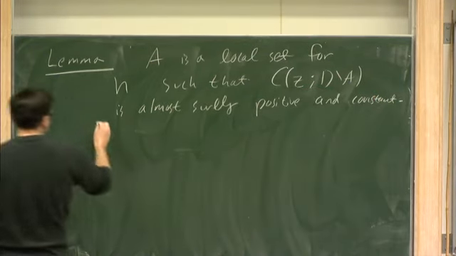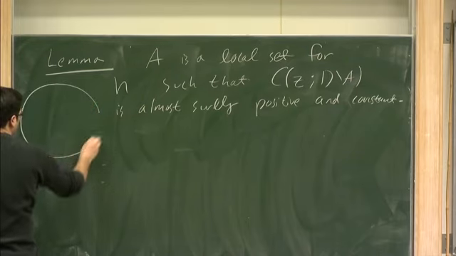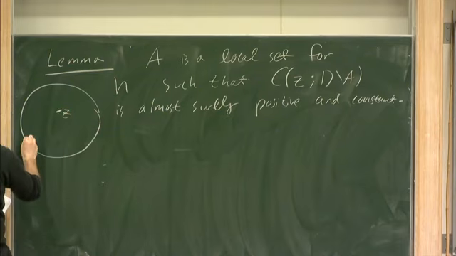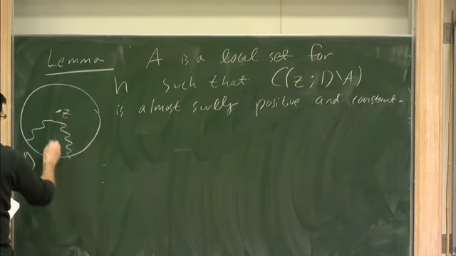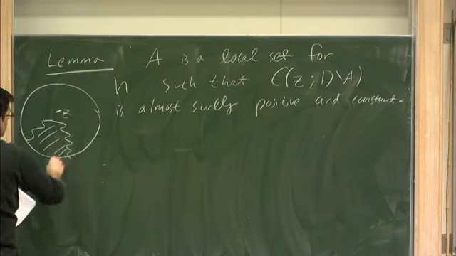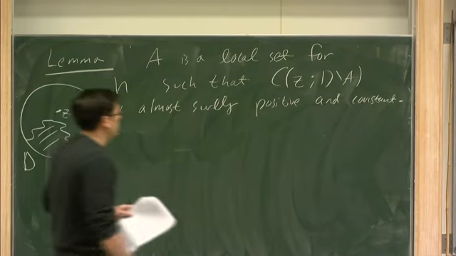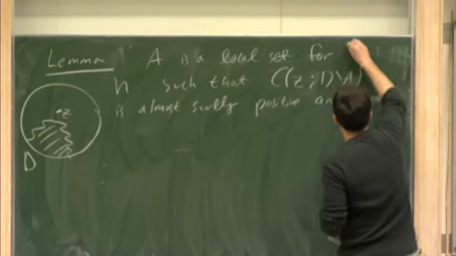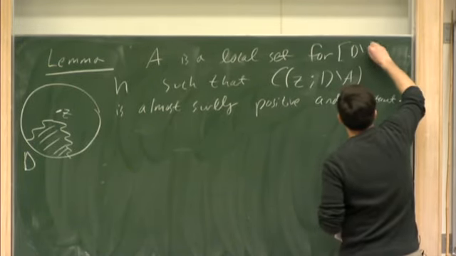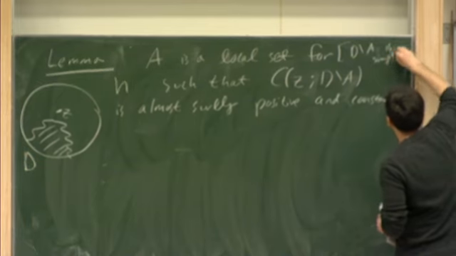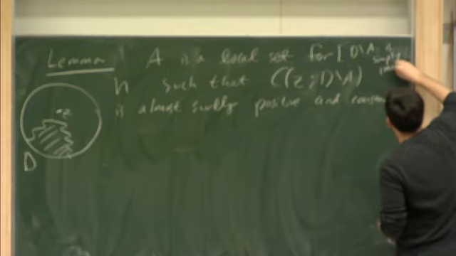Okay, so you have your domain and some point z, and you have this local set such that regardless of its realization, the conformal radius of z is always going to be the same. Implicitly in this, I'm assuming that D complement of A and D is simply connected, so that the conformal radius makes sense.